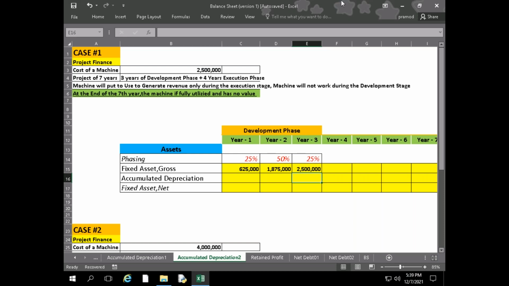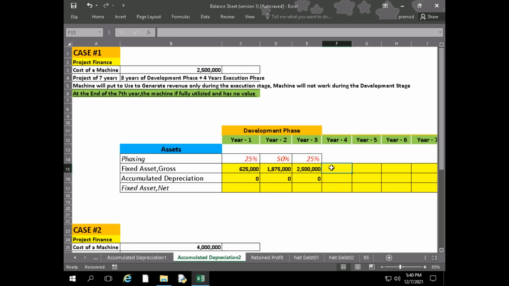Now, when it has been accumulated as 25 lakh, they have told that from the fourth year execution stage will happen. So in the 3 years, there is no depreciation. There is zero. Why zero? Because it's not happening. So I don't have this fixed asset net value also, when it is starting the execution from the fourth year. So here the value of that will be same.